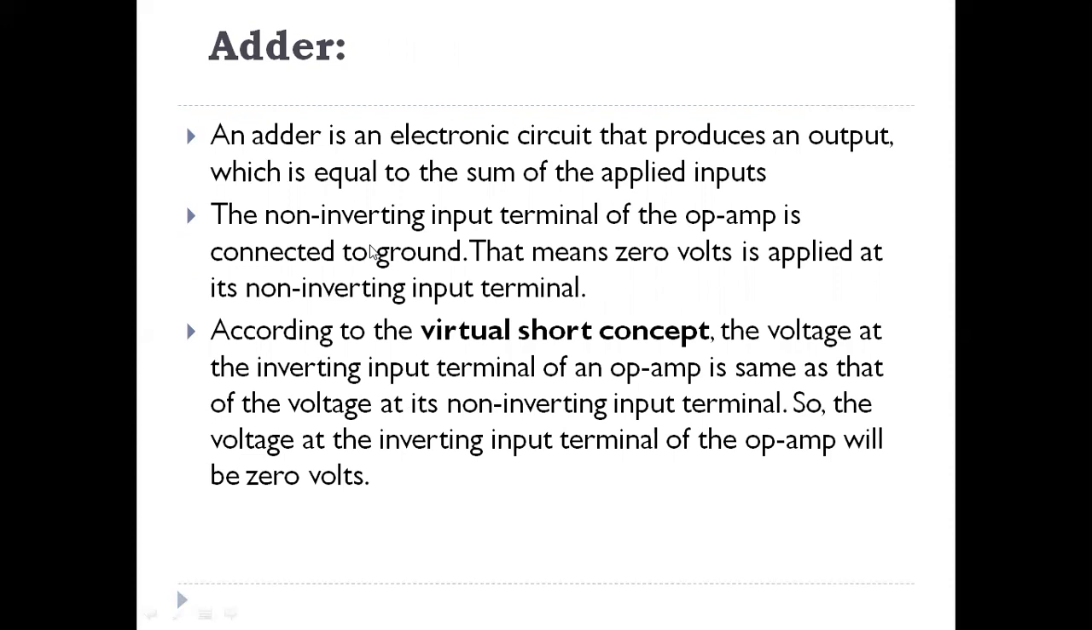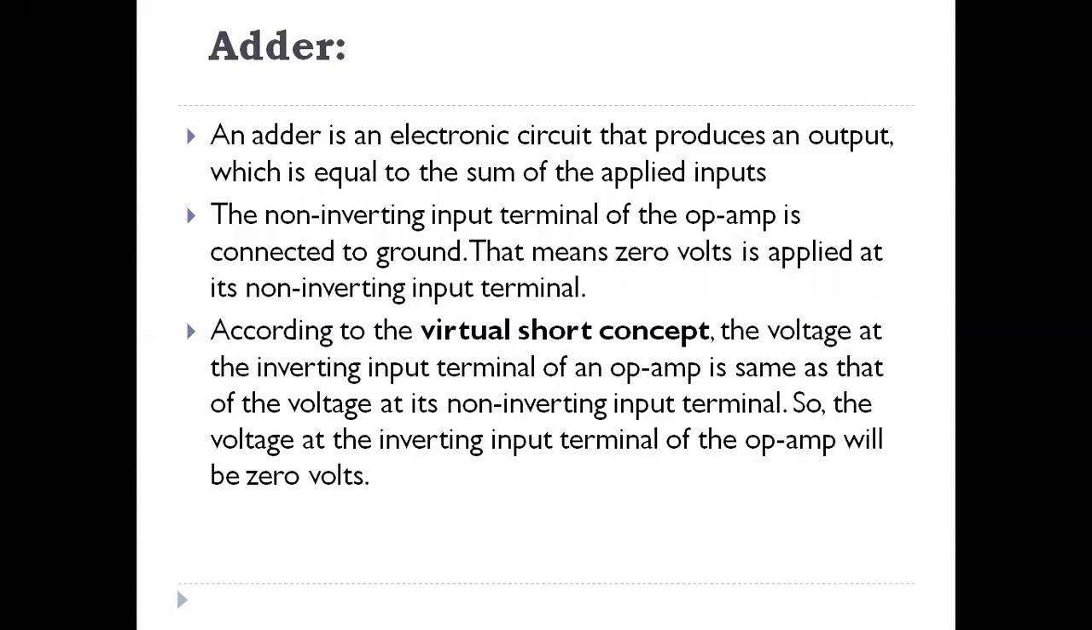The next one is the adder. An adder is an electronic circuit that produces an output which is equal to the sum of the input voltages, that means the sum of the applied inputs. The other name for the adder is summing amplifier. As the name indicates, it produces the addition of the input signals. The circuit in which we have the sum of the input signals is known as an adder or summing amplifier.